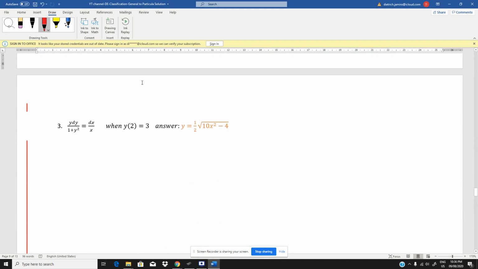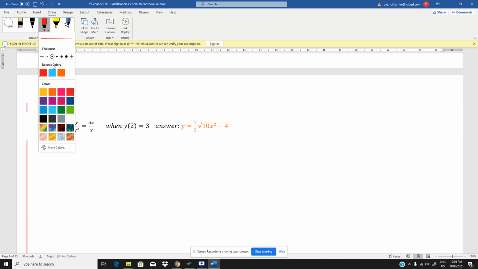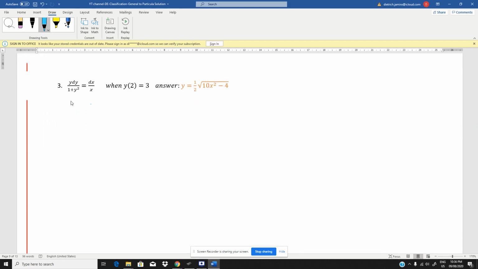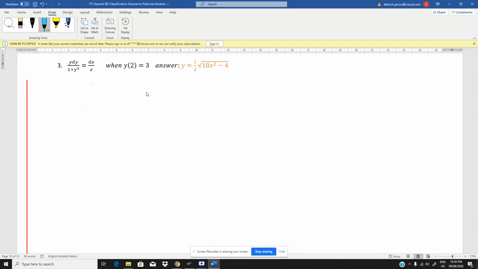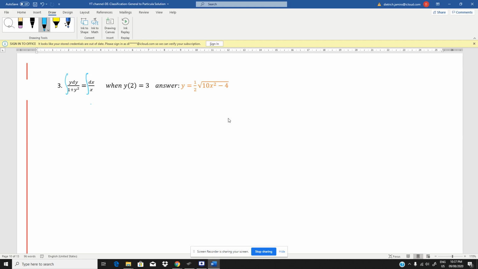Next problem. The next problem is much more complicated than the two previous problems. So let's start. From here, it's already variable separable, as you can see. So we will just now integrate it. Integrating both sides, we know that the integral of this one is just ln of x, right? This part of the integral is much more complicated.